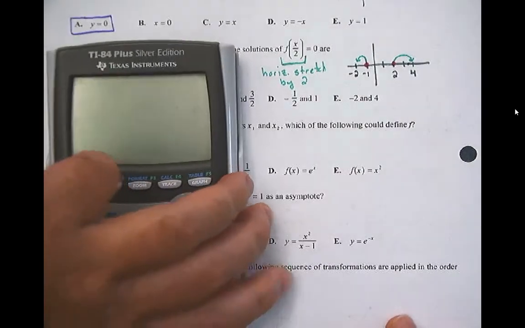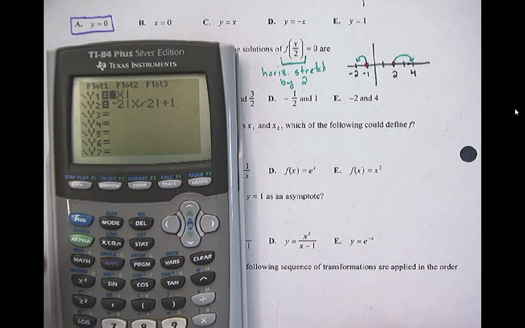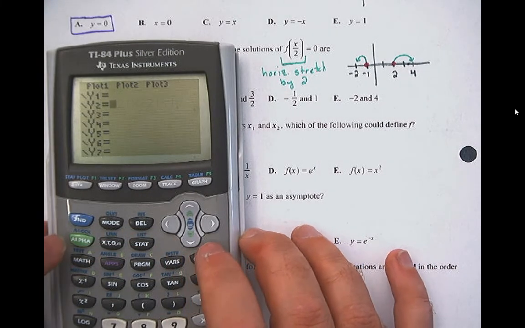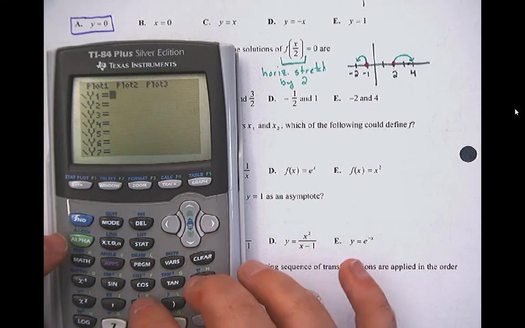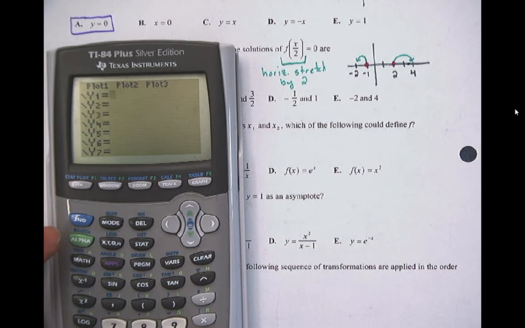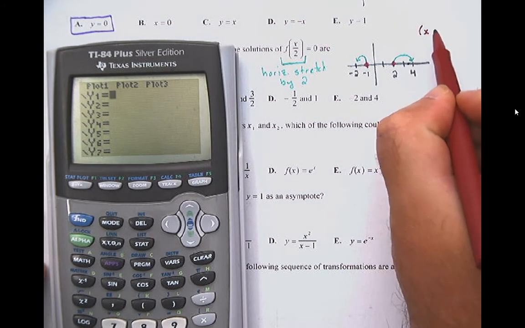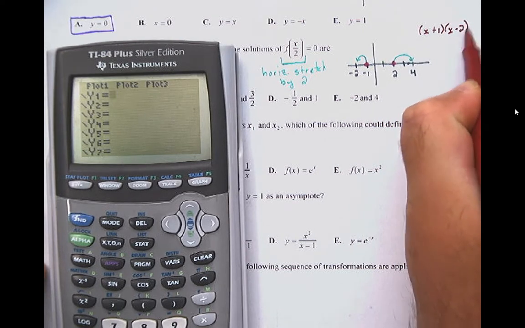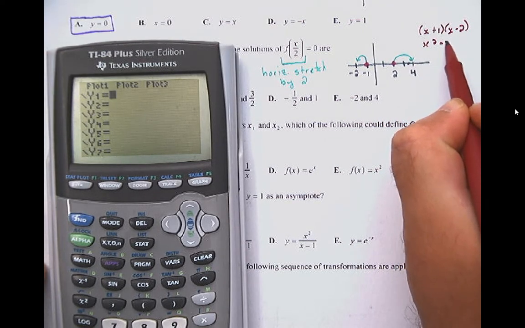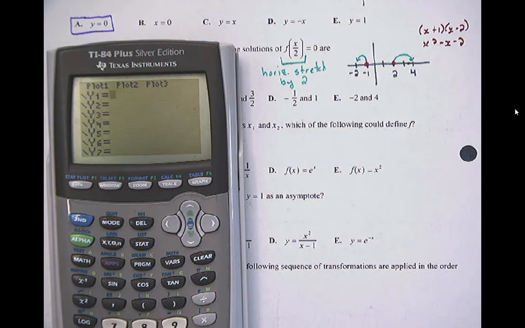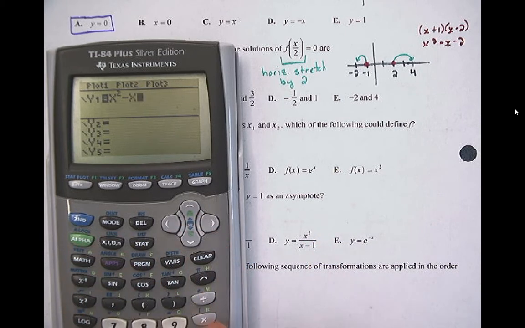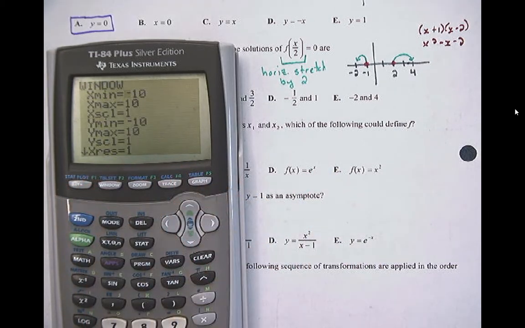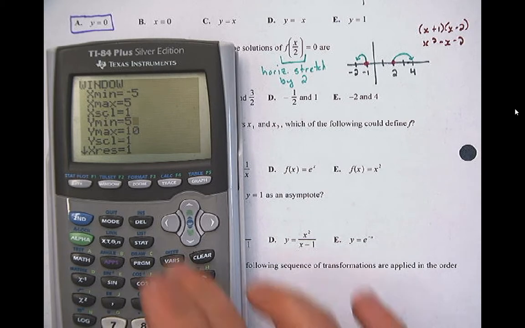So I'm going to make a function. I already did a little bit of legwork on this, so I know I'm going to expand x plus 1 and x minus 2. It's going to be x squared, minus 2 plus 1 is minus x, minus 2. So x squared, subtract x, subtract 2. I'm going to take my windows down to the 5s so that we can see it better.